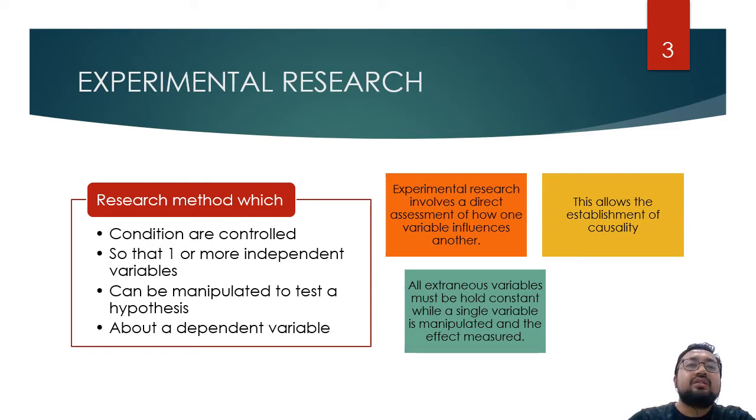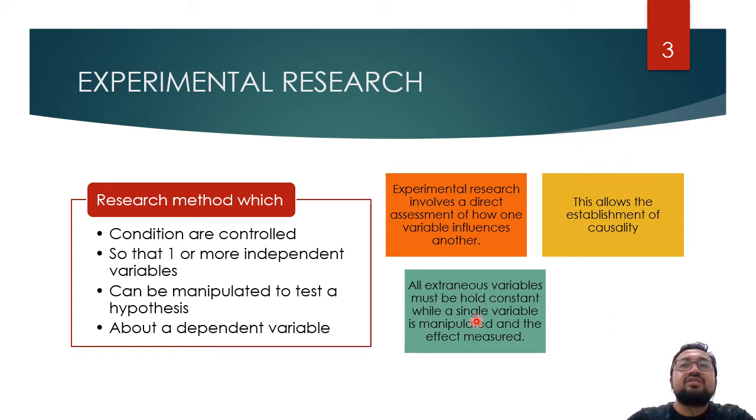So experimental research involves a direct assessment of how one variable influences another. Macam saya cakap tadi, bagaimana exercise tu dapat influence berat badan ataupun outcome seseorang itu. This allows the establishment of causality. So daripada situ kita boleh detect apakah yang menyumbang kepada penurunan berat badan, contohnya tahap exercise di kalangan orang awam, sama ada dia melakukan exercise atau tidak.